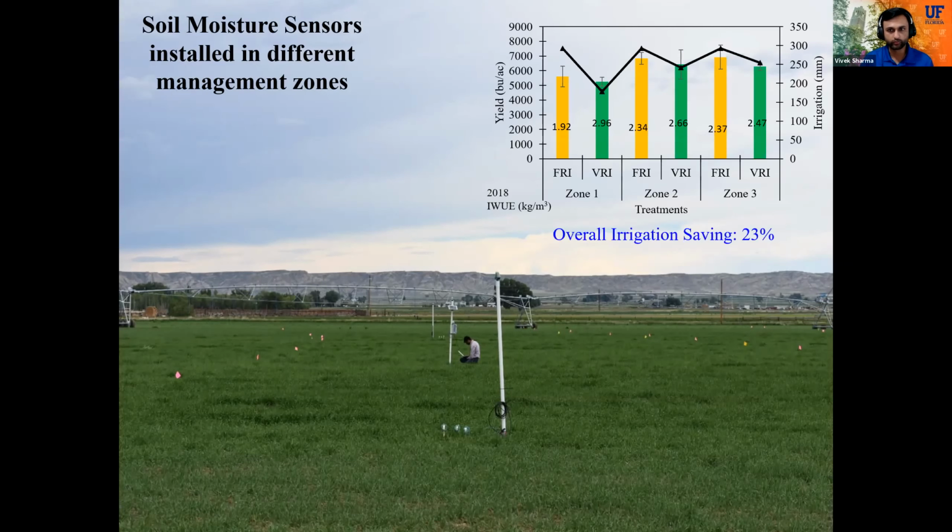Based upon that, this is the synthesized result. On the y-axis, we have yield. On the secondary y-axis, we have the irrigation amount applied for different zones. And on the x-axis, we have fixed rate or variable rate irrigation management. You can see we saw significant variation in the water applications, as well as crop water productivity, how much water is used to produce a certain amount of crop. And the overall saving is about 23% by using the variable rate irrigation system.